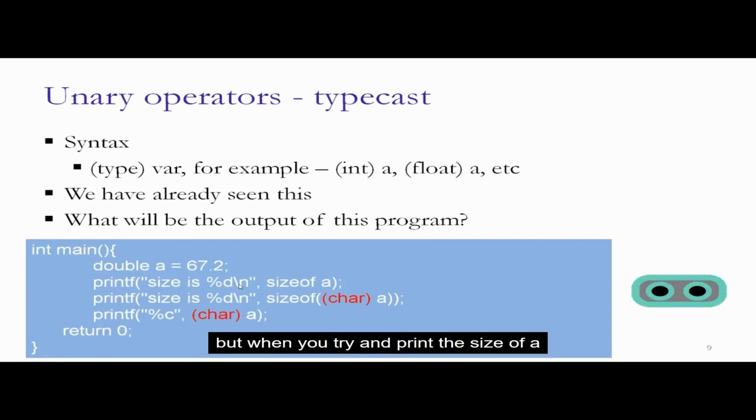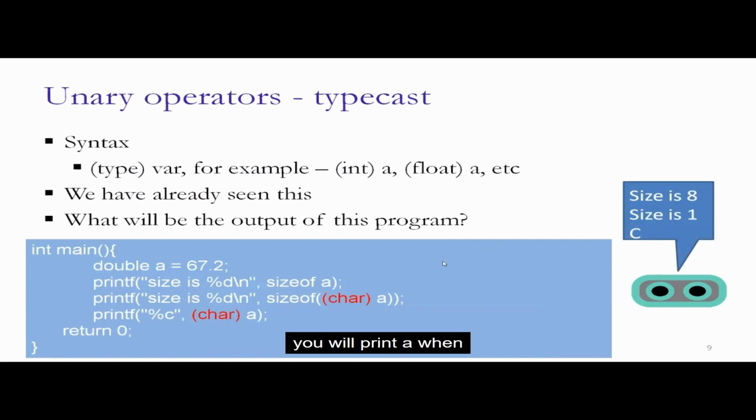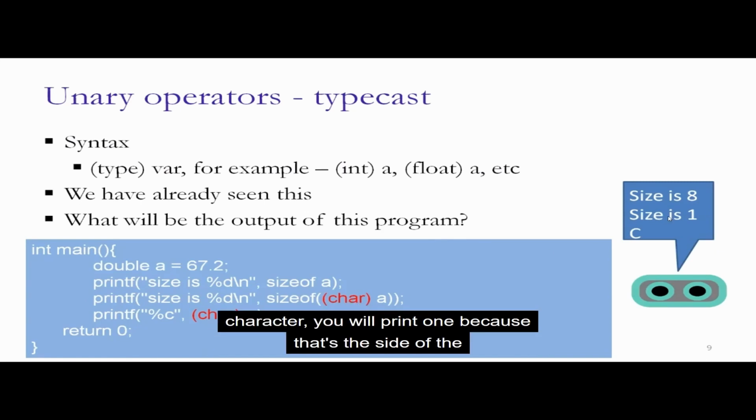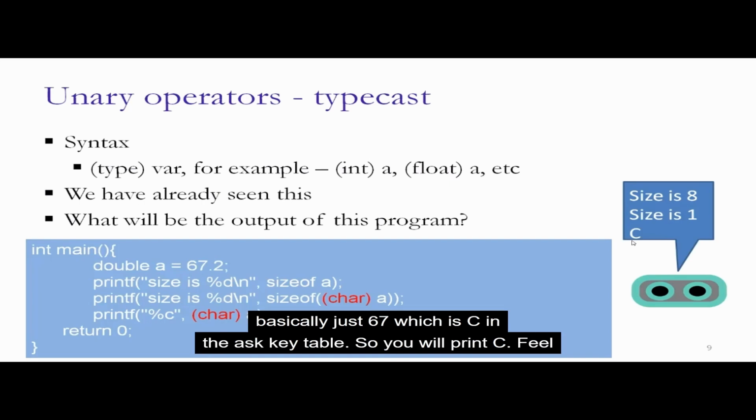When you try and print the size of A, you will print 8. When you try to print the size of A typecast to a character, you will print 1 because that's the size of the typecast char version of A. And when you just try and print the char version of A, you will print basically just 67, which is C in the ASCII table. So you will print C.